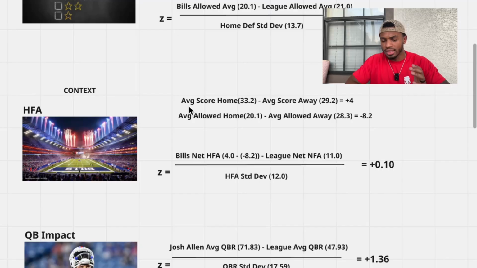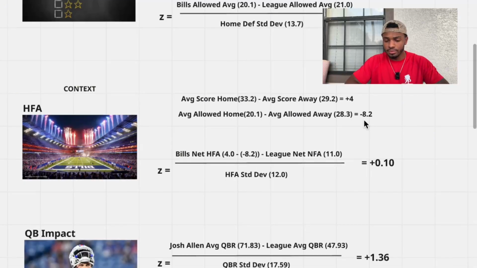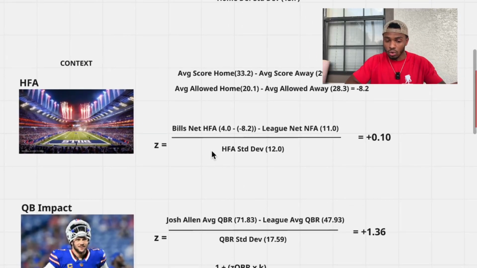So we take the average that they score at home, and we subtract the average that they score on the road. For the Bills, they score on average 4 points more at home than they do on the road. And the same thing with their defense. How much do they allow at home versus how much do they allow on the road? You can see that the Bills allow 8 fewer points at home, which means that their defense plays significantly better at home. We then put that into a z-score so we can compare all the teams to each other on sort of an averaging system.